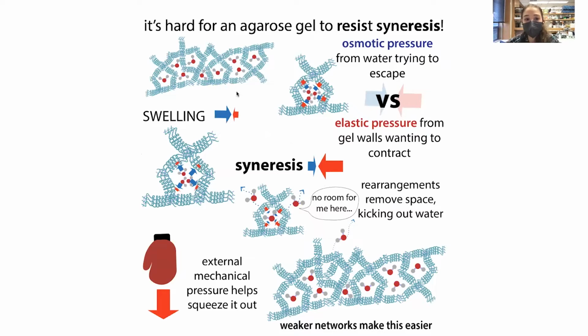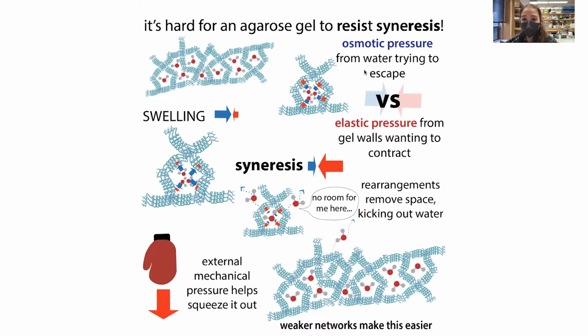Speaking of knitting it together, if you knit, sometimes you miss a stitch, then you have a bigger hole. Something similar can happen with your agarose gels. When you're cooling the gel and it's forming, it might not form the optimal gel. It'll run out of energy before it has a chance to find its perfect, happiest gel. And so your gel can shrink and expel water. This is called syneresis.